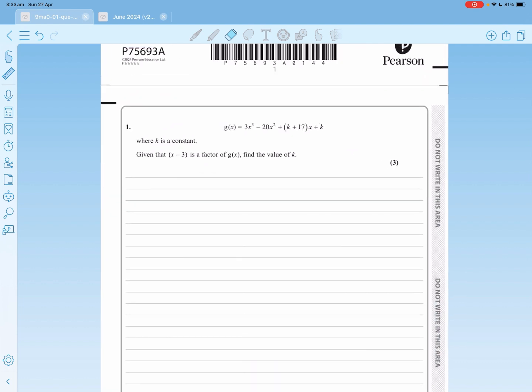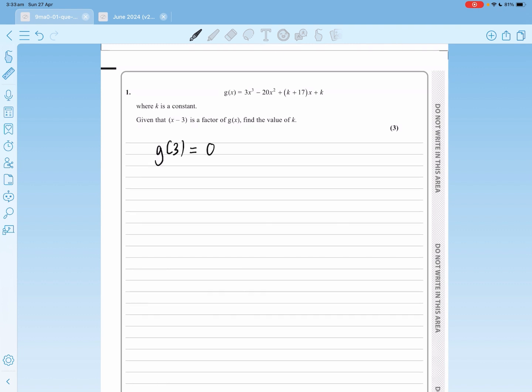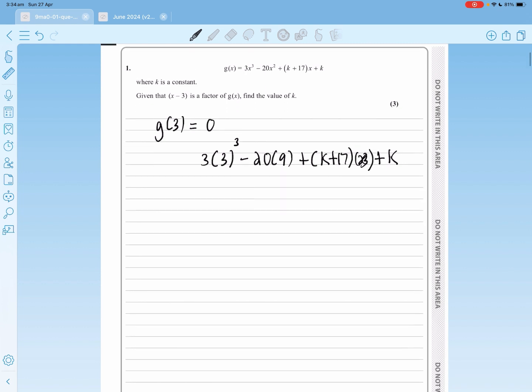Question 1. Given that x minus 3 is a factor of g of x, we have to find the value of k. So that basically is telling us that if we put in 3, we should get 0. So if we do that, we'd get 3 cubed minus 20 times 9 plus k plus 17x plus k, and that should equal 0.